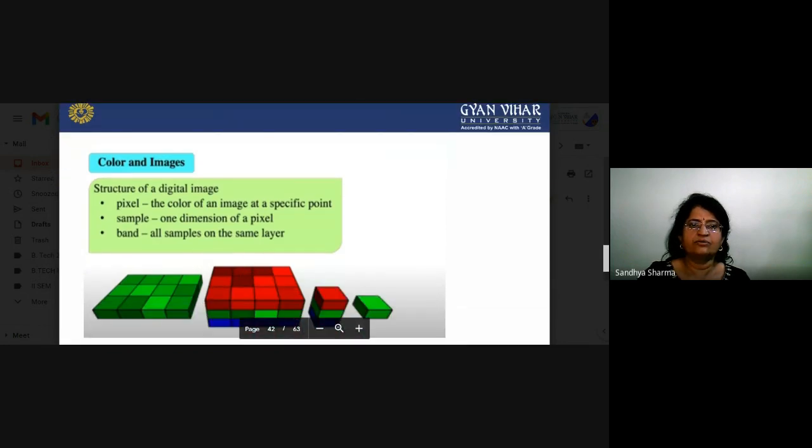Now we will focus a little bit on the image part also. So what about color in images? You can see here the structure of a digital image pixel, the color of an image at a specified point. A sample is one dimension of a pixel, and a band is all samples on the same layer. So we can see the red, green and blue layers one by one, and how they are arranged.